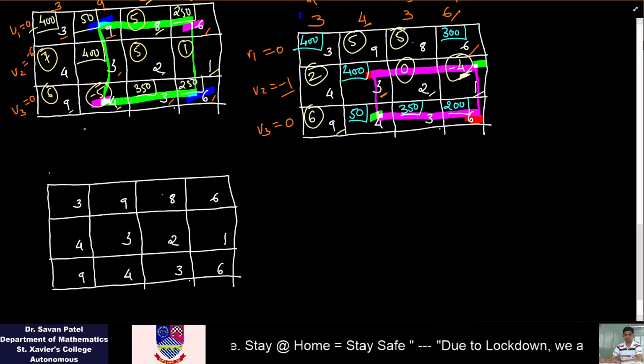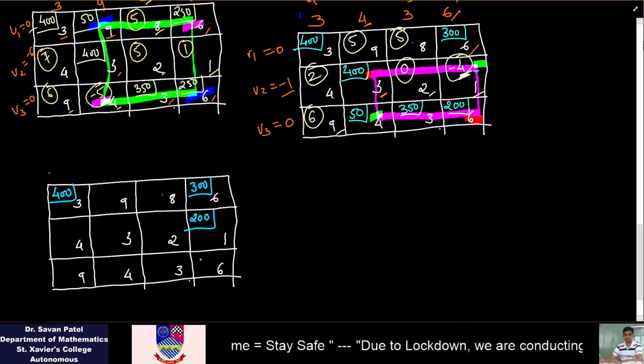So our next allocations will be here 400 as it is, so I am writing that as it is. Here 300 is also as it is. Here I am transporting 200 units, so I am writing 200 units here. Here 200 units will be cancelled, so I am not writing anything there. Here I have added 200 units, so here it will be 250 now. And here 200 units is subtracted, so that is 200 units left. 350 is as it is, so I am keeping that as it is.